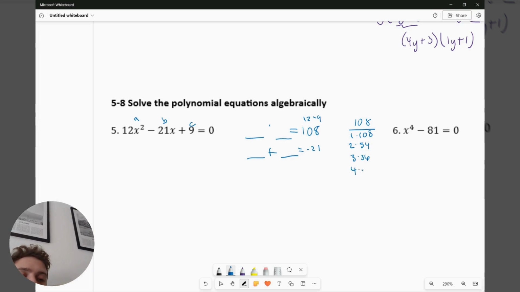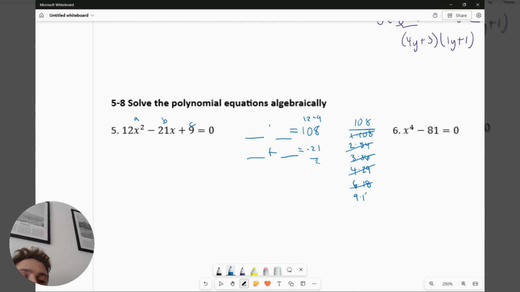4 would go in as well. That would go in 27 times. 5 does not. 6 would go in. That would go in 18 times. And as you start to make this list, we want to know what can we make combined to 21. So those don't look like they'd work. 6 and 18 wouldn't work. And then we continue to check.